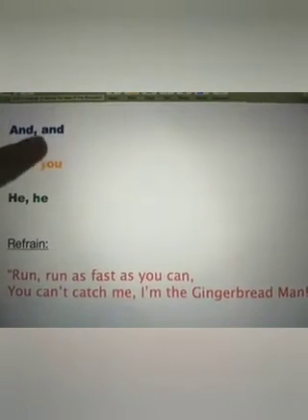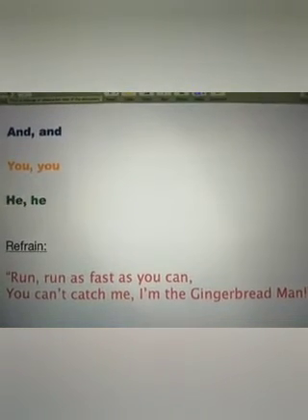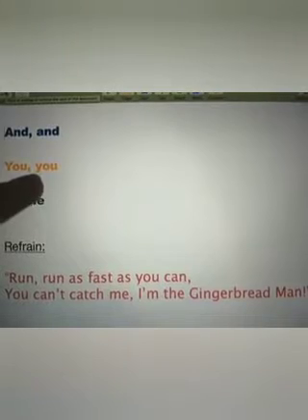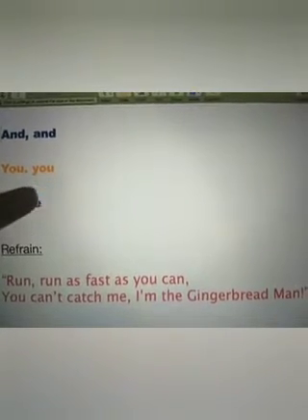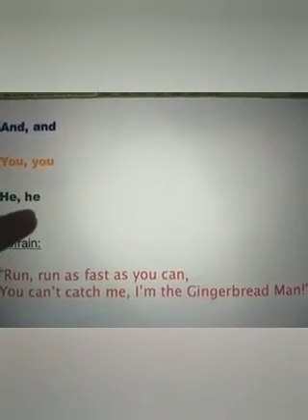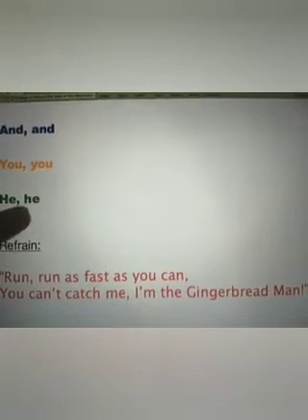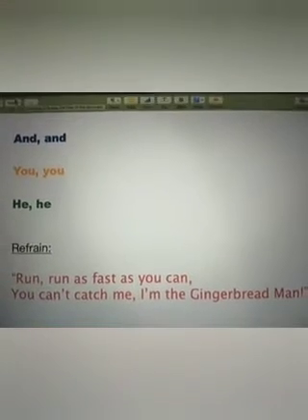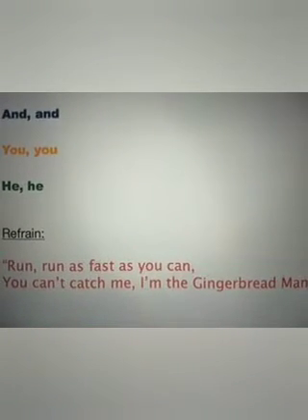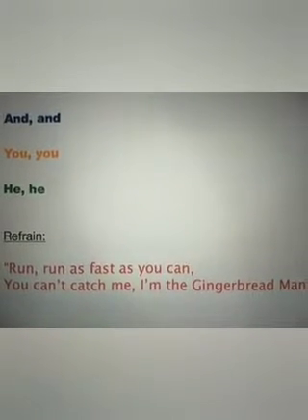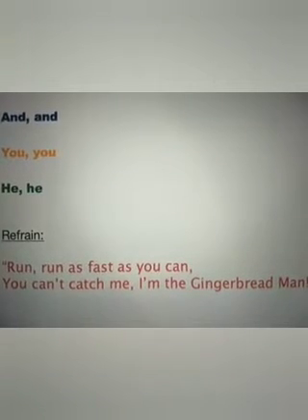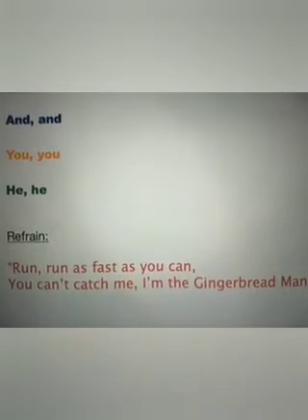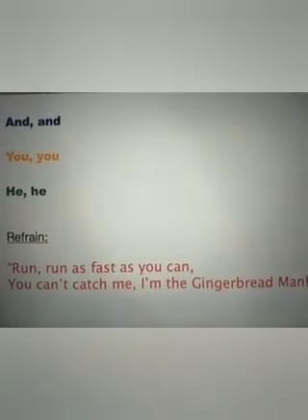The first word is and. So the letters are A, N, D. Second is you. So it is Y, O, U. And the last one is he, H, E. Yes, H and E is he. So I want you to identify these in the second half of the story and underline them, or you can highlight them. And for the next lesson, I want you to learn this refrain.